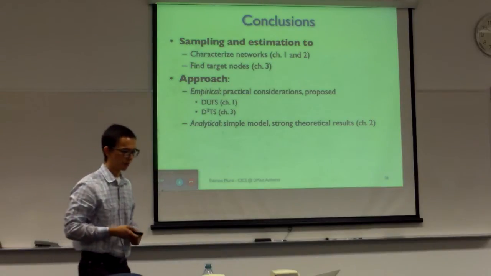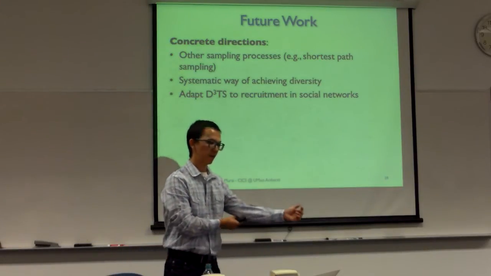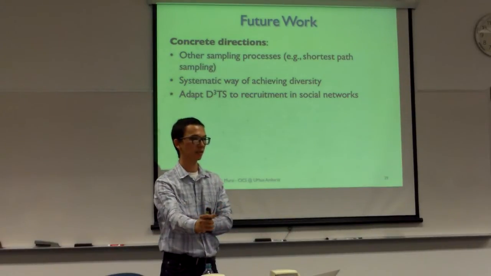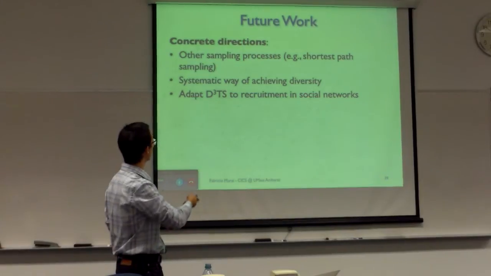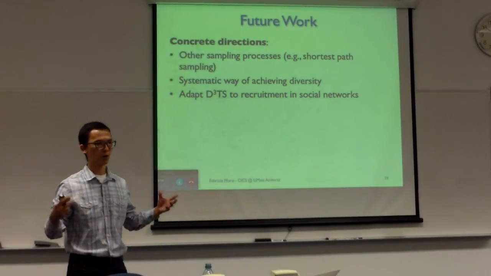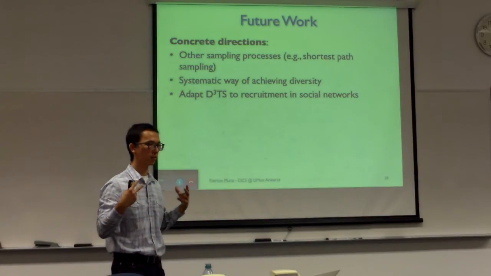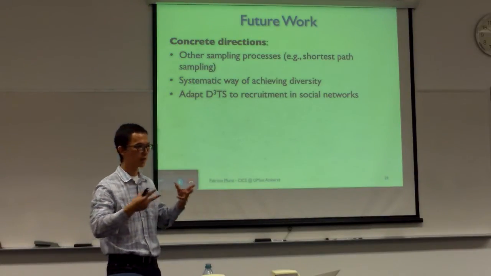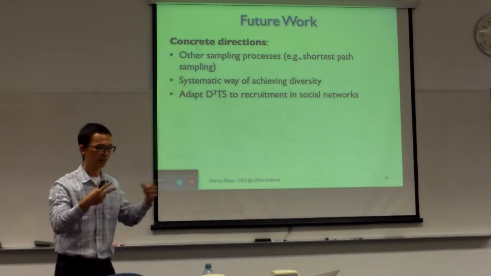In terms of future work, concrete directions include the study of other sampling processes, for example, shortest path sampling, which is known to be a hard problem for arbitrary graphs, but perhaps for specific graphs such as branching processes, it's something that is doable.